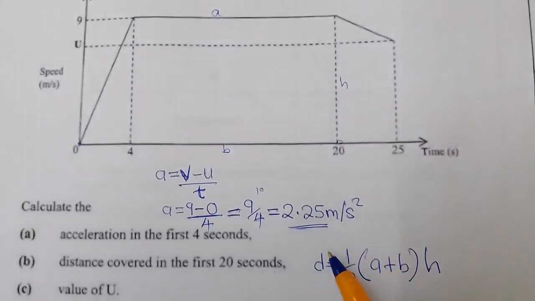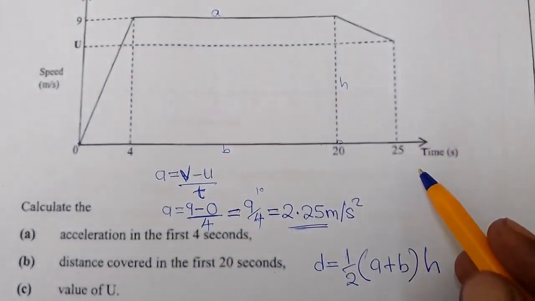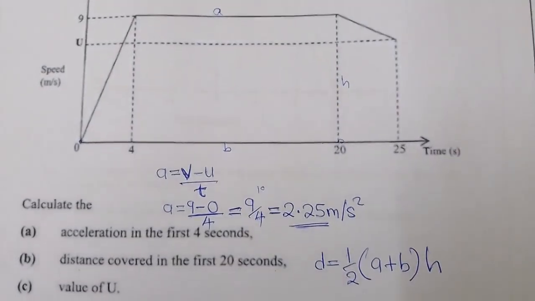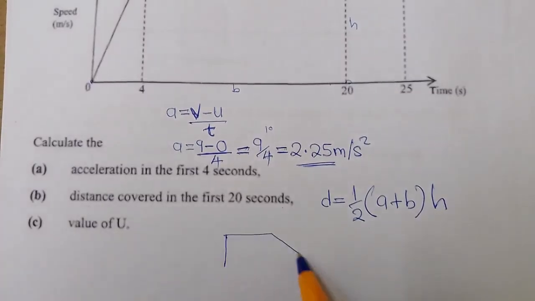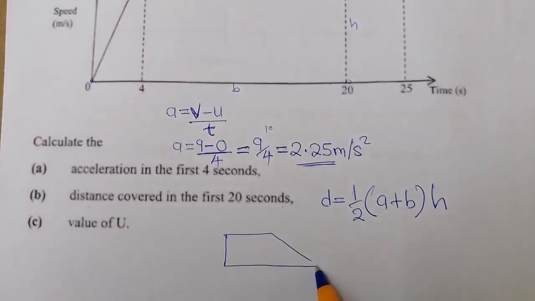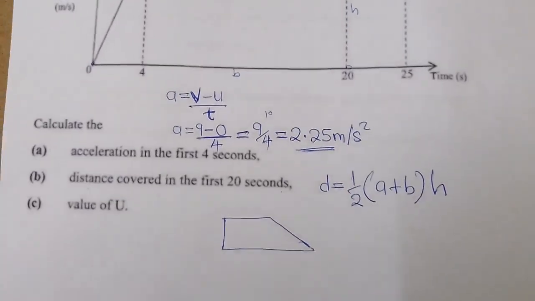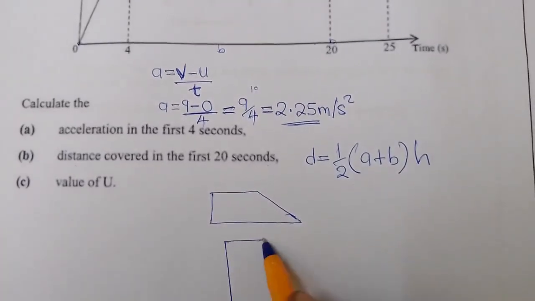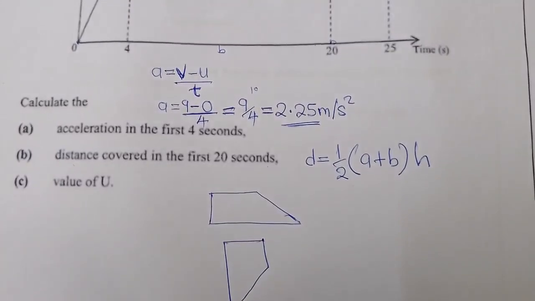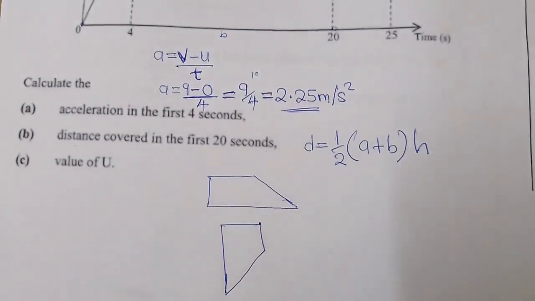Have you seen? I've been telling you that when you've got a shape like this one, a shape can be in different ways. It can be like this. This is also a trapezium. It can be in different ways. It can be like this. This is also a trapezium. So it can be in different ways.